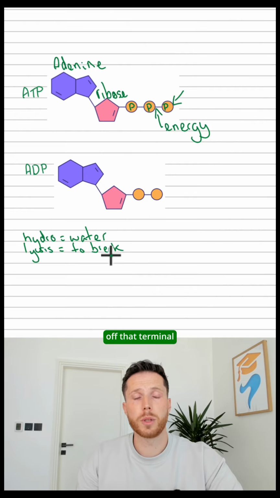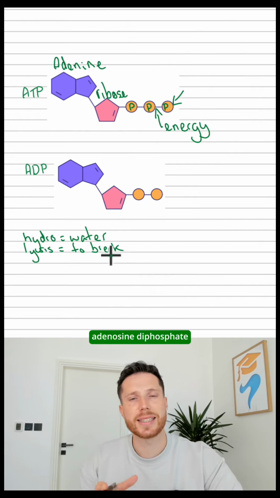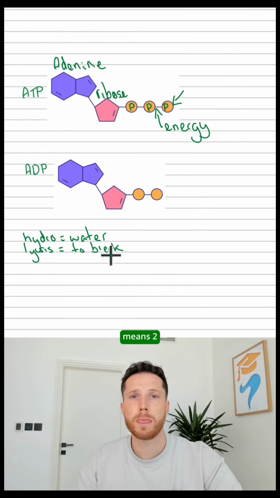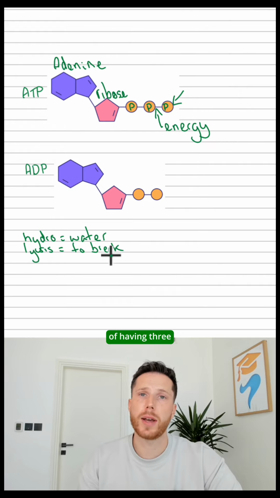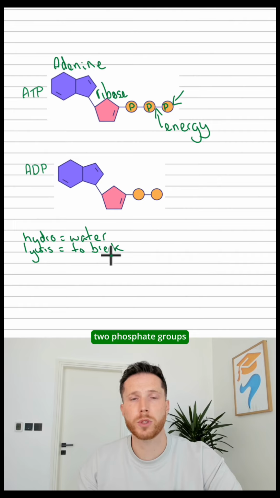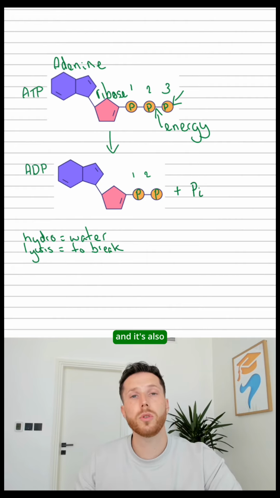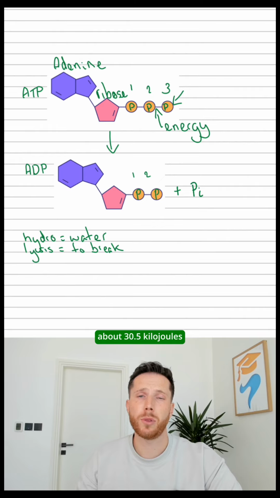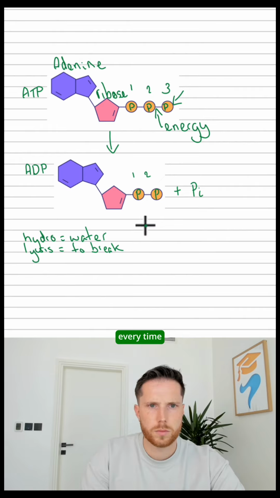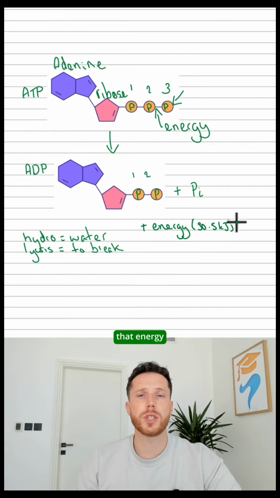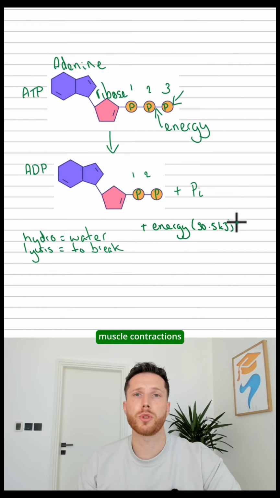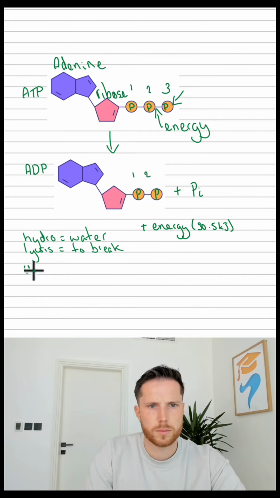When we break off that terminal phosphate group, we turn ATP into ADP, which stands for adenosine diphosphate, and di means 2. So it has the same structure as ATP, but instead of having 3 phosphate groups, it only has 2 phosphate groups. So when we perform hydrolysis on ATP, we're left with ADP as well as 1 inorganic phosphate. And it's also going to release a small amount of energy, about 30.5 kilojoules per mole every time. The cells are going to use that energy in things like active transport, muscle contractions, and metabolic reactions.